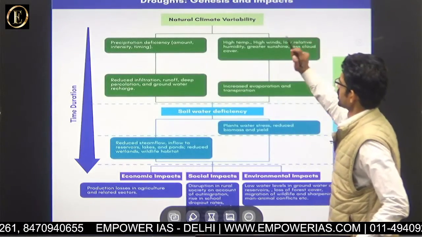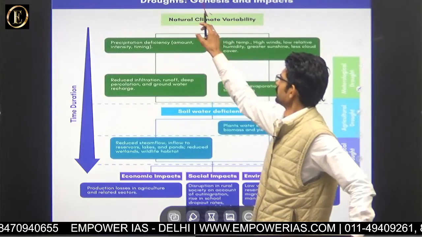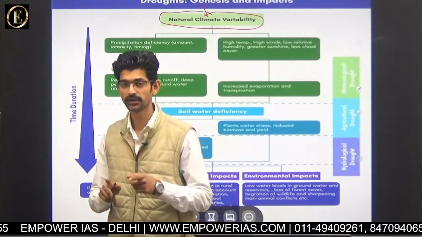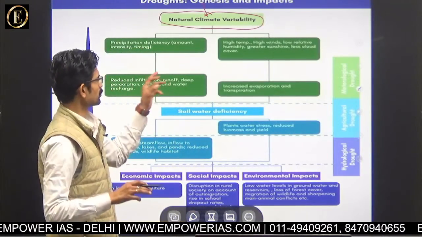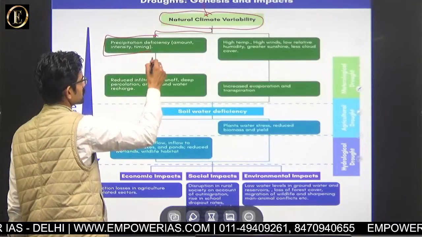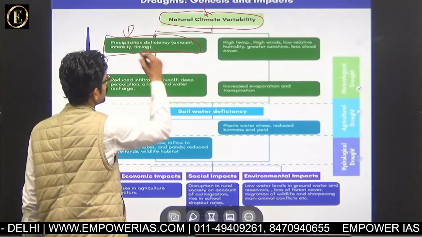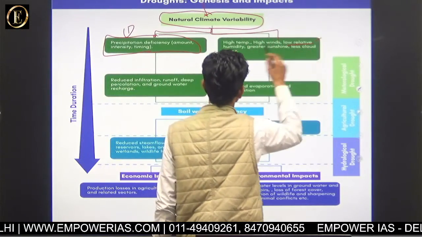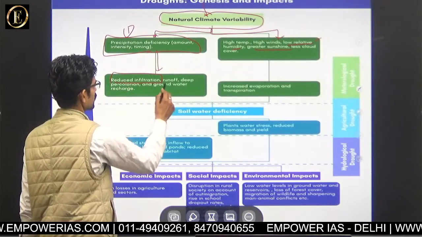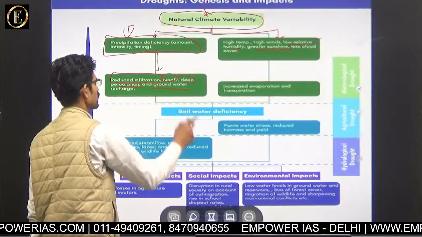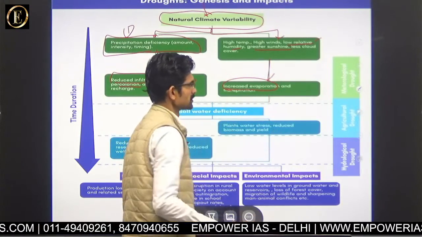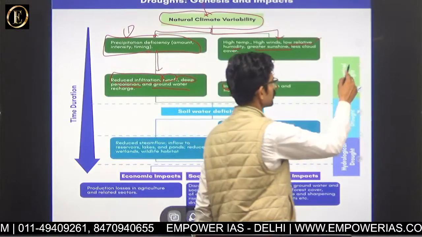Now the graph shows how drought genesis is classified by natural climate variability. So drought situation occurs in the tropical countries where there is scanty rainfall and minimum rainfall, which is shown in this flow chart. तो remember this flow chart, आप इस flow chart को draw करेंगे और याद रखेंगे. Now precipitation intensity, timing and high temperature, high wind, low relative humidity, greater sunshine, less cloud cover, then reduction in infiltration, runoff and groundwater recharge, then increased evaporation and transpiration again leads to drought situation, and this is classified as meteorological drought.